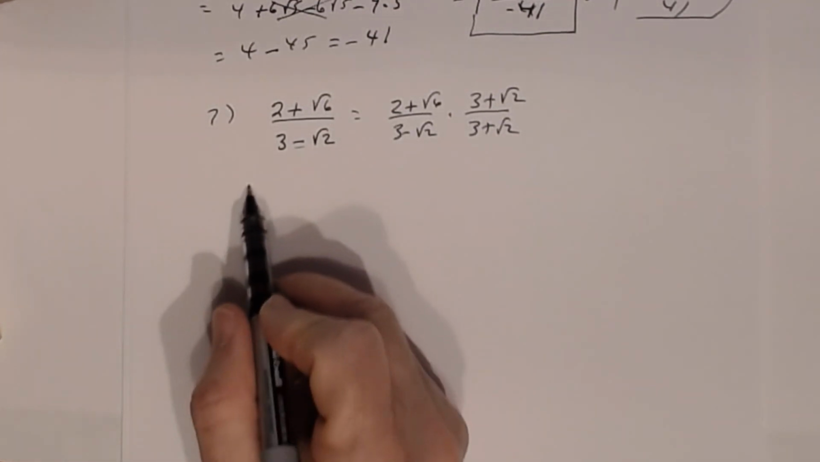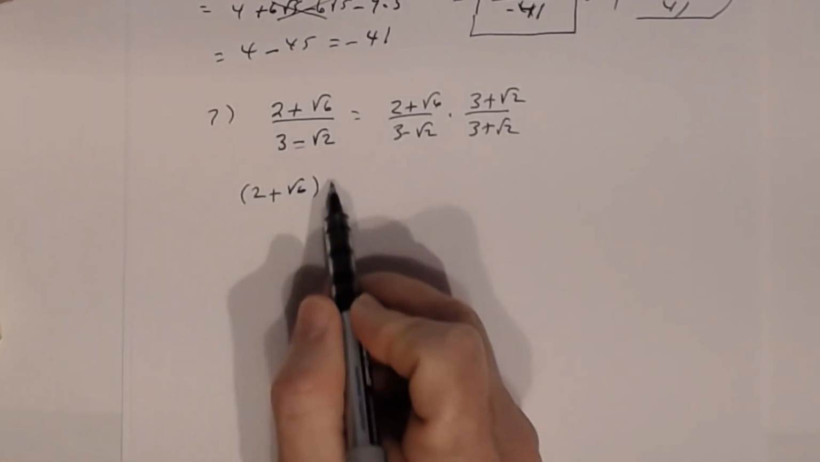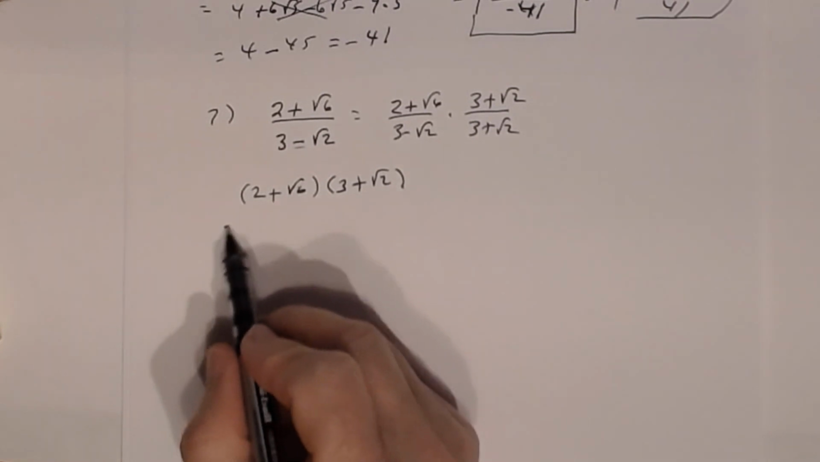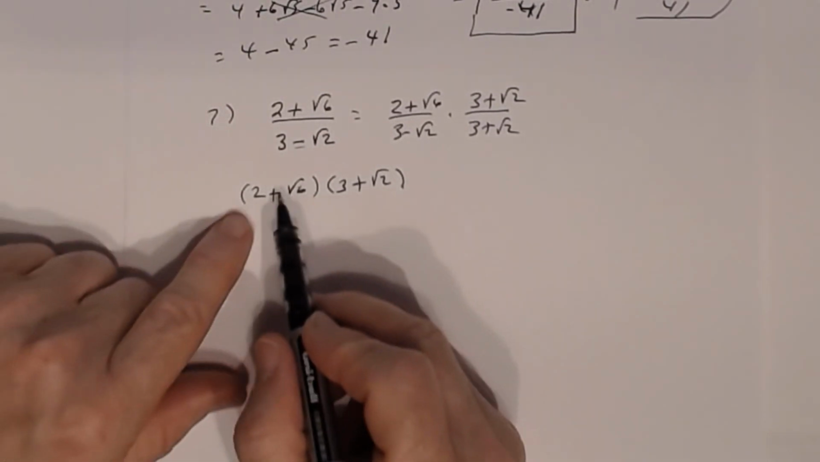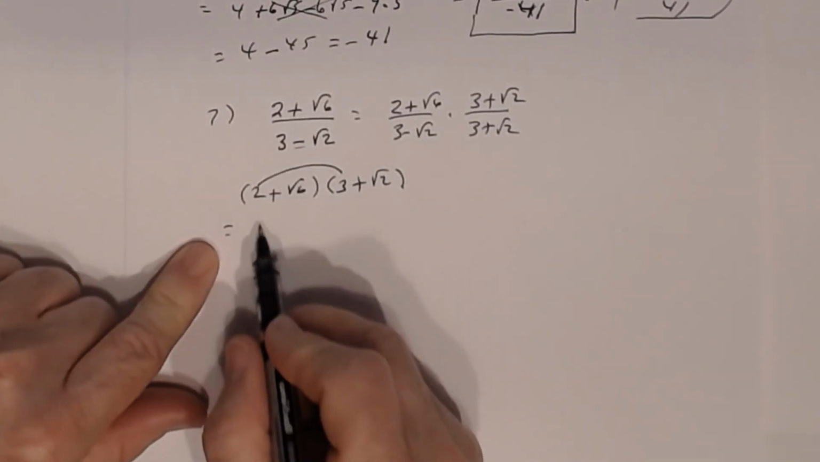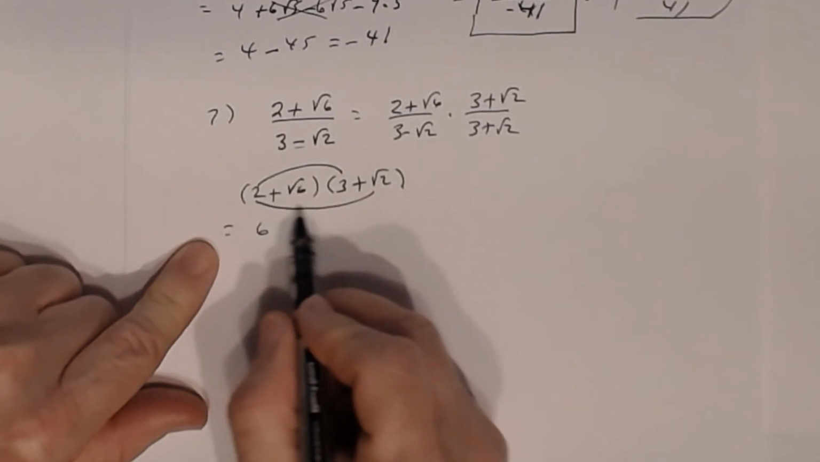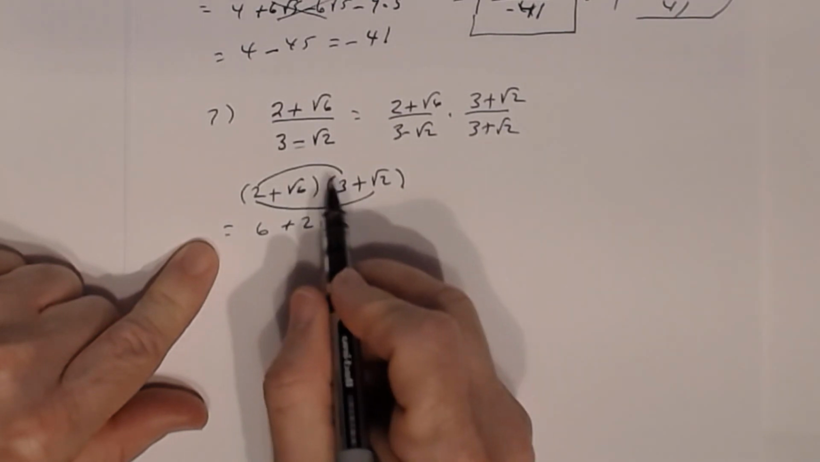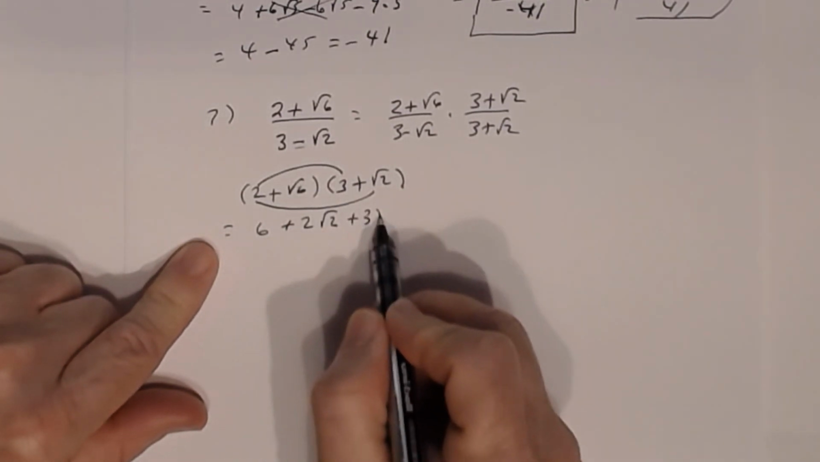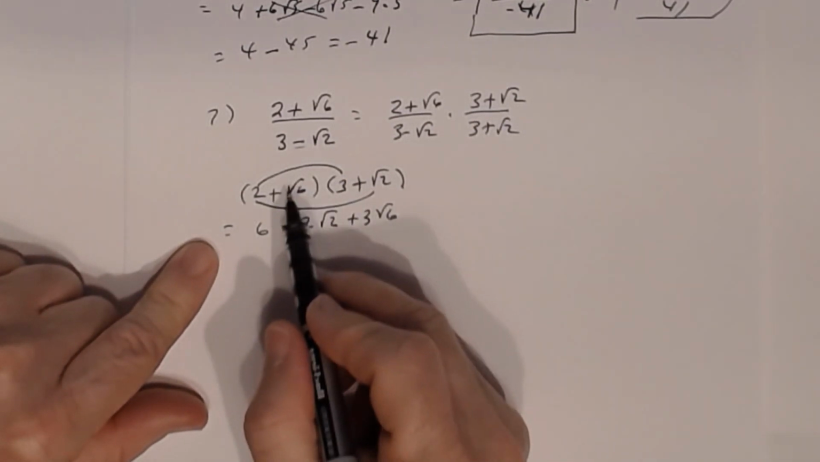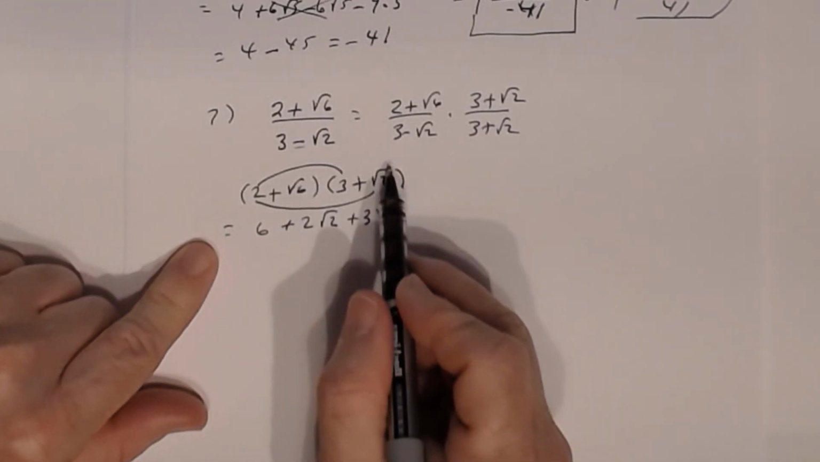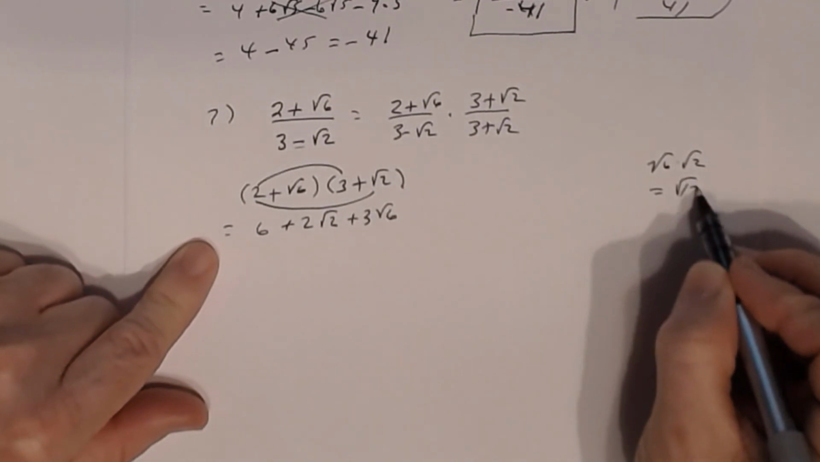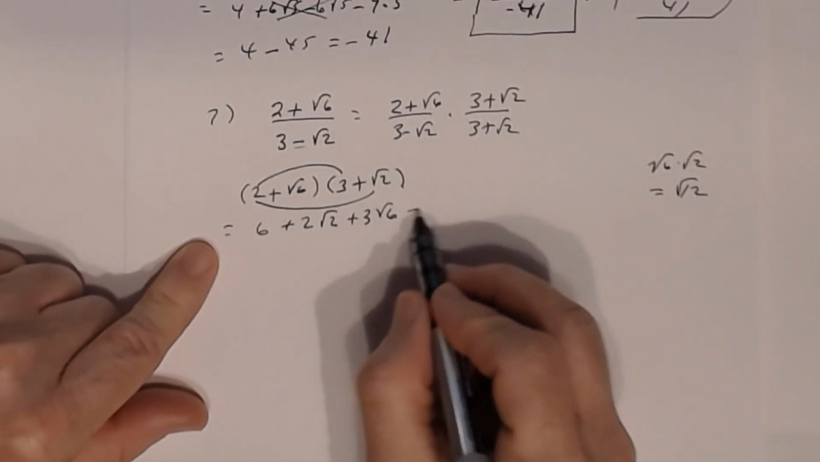So in the numerator, we have 2 plus the square root of 6 times 3 plus the square root of 2. And so if you FOIL, you get 2 times 3 is 6. The outer, 2 times the square root of 2 is 2 square root of 2. The inner, square root of 6 times 3 is 3 square root of 6. And the last, a square root of 6 times the square root of 2. So remember, square root of 6 times the square root of 2 is the square root of 12. So that's going to be plus square root of 12.